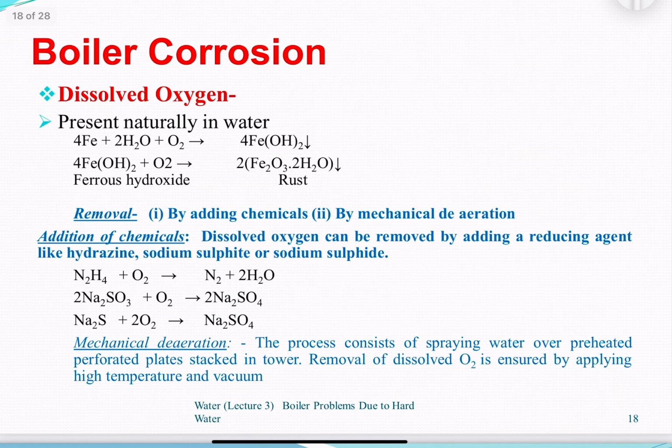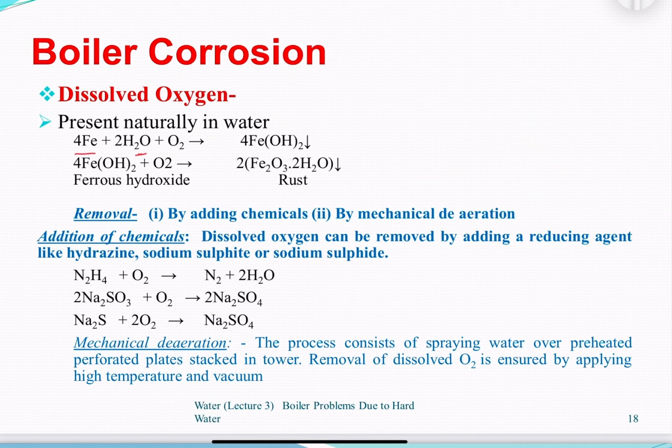Now the last reason for boiler corrosion is dissolved oxygen. Oxygen is naturally present in water. Oxygen, in the presence of moisture, water which is present in the boiler, and iron reacts to form ferrous hydroxide, which oxidizes to give you rust. Now, how can you prevent it? That is by removal of oxygen from water.